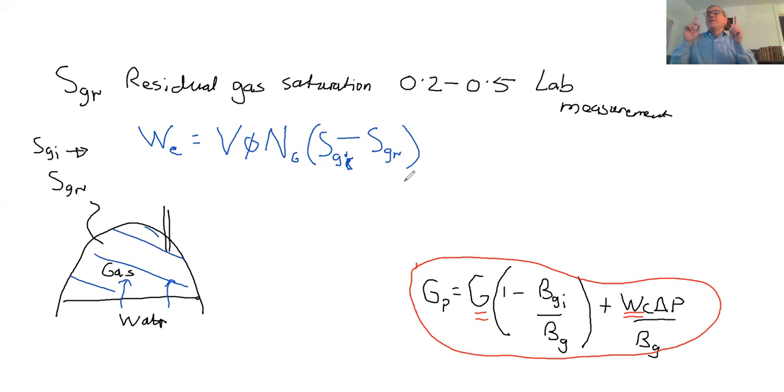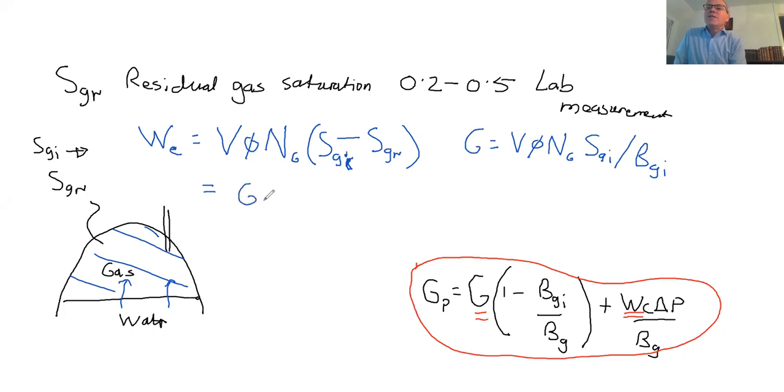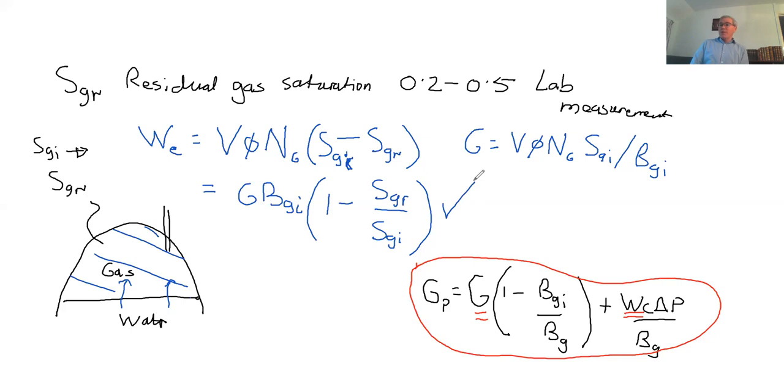You might say, well, what's V phi net to gross? We know that, remember? If we remember G, its definition was V phi net to gross SGI over BGI. So the water influx is G times BGI, and then this bit divided by SGI, so it's 1 minus SGR over SGI. Okay. So we can calculate the water influx necessary to fill the entire field. And we do that because that tells us when there's no more production. In fact, we'll probably stop production before then because we're producing a lot of water, but it gives us the theoretical maximum. We know we're going to have to stop there. So we can calculate this. We know G because we've done the graph. We know BGI, we've measured SGR, we've measured SGI. So this is a known quantity, right? We know it. Okay, so that's great.